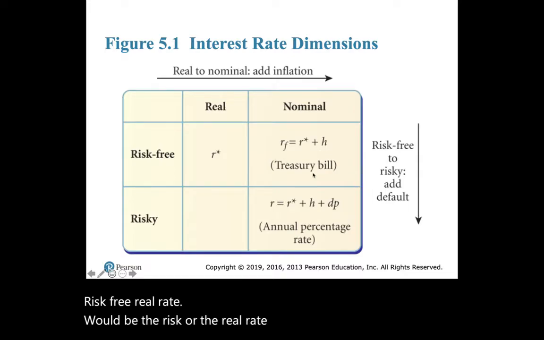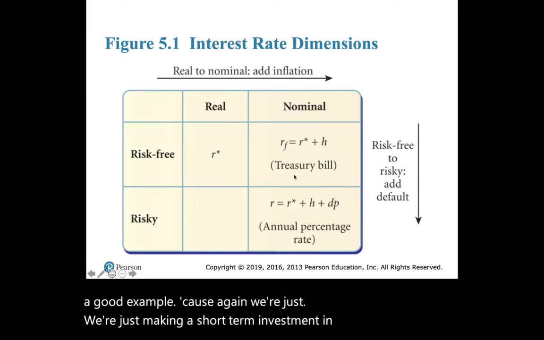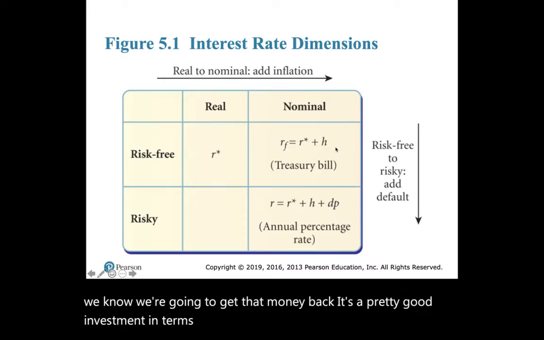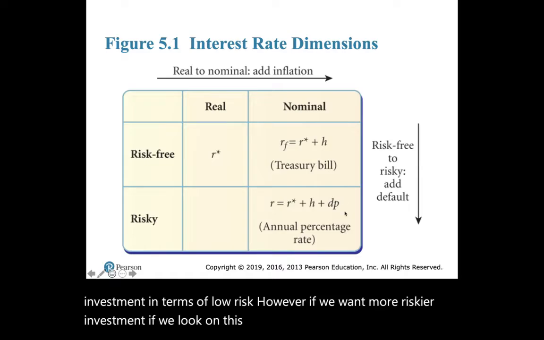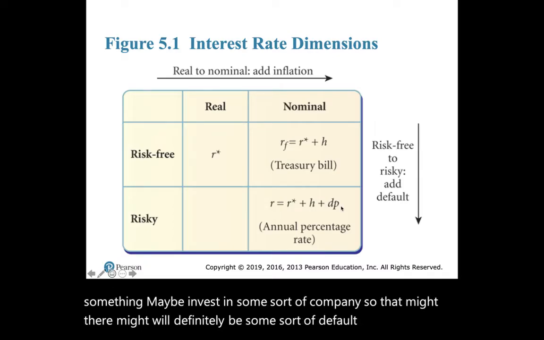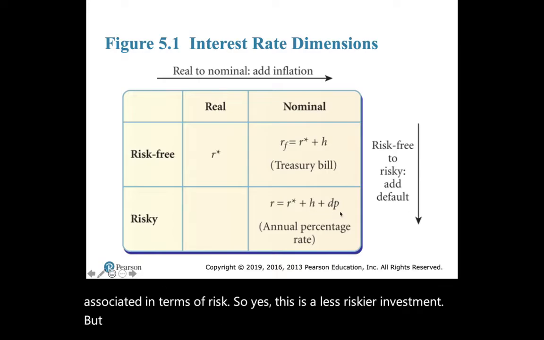A treasury bill is a good example because we're just making a short-term investment in the government. We know we're going to get that money back. It's a pretty good investment in terms of low risk. However, if we want a riskier investment, if we look at this arrow here, we can maybe invest in some sort of company. So there will definitely be some sort of default premium associated in terms of risk. Even though there's more risk associated, we can expect a higher rate of return.